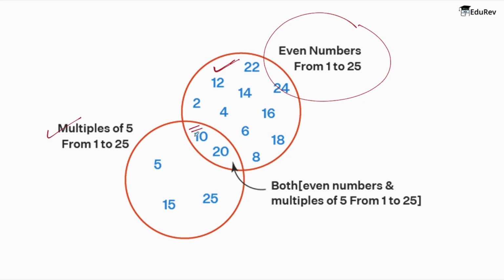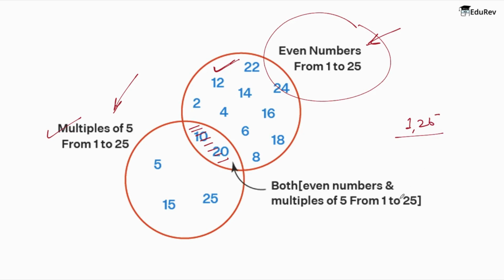Now the intersection will give us the even numbers between 1 to 25 which are also multiples of 5 from 1 to 25. That is going to be my intersection. This is how this Venn diagram in particular represents the logical relation between the numbers that are even and the numbers that are multiples of 5 in the set of 1 to 25. I hope you have understood this.